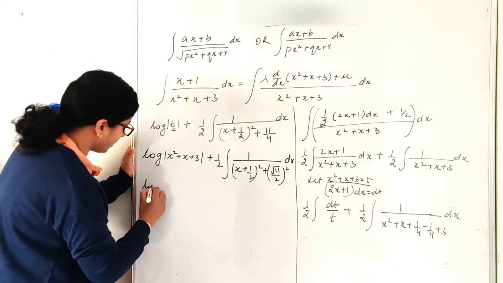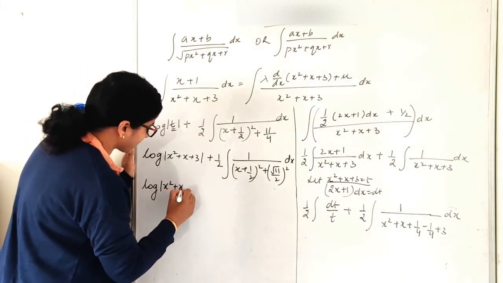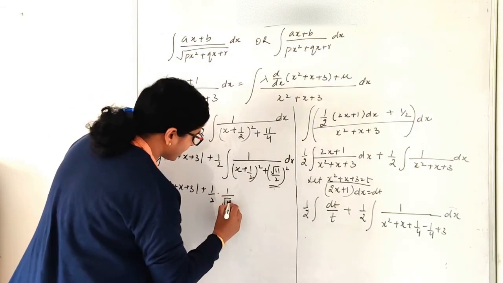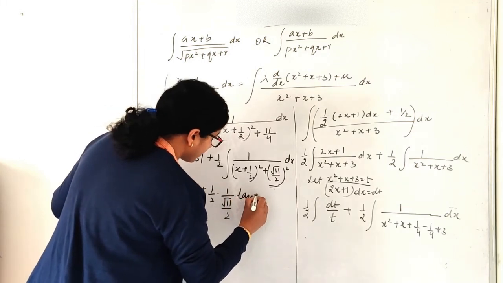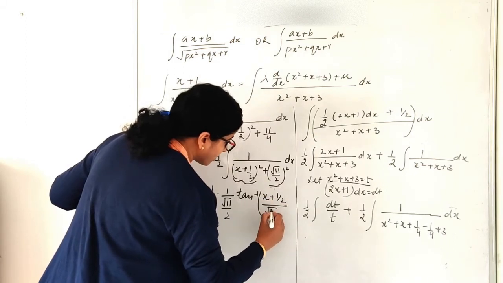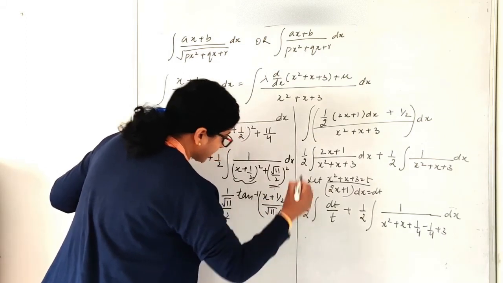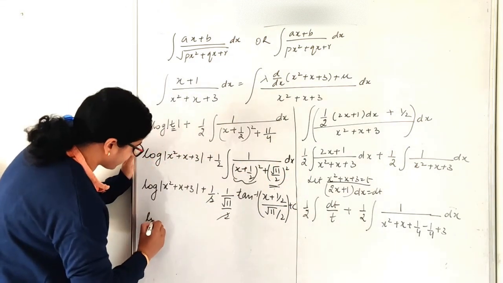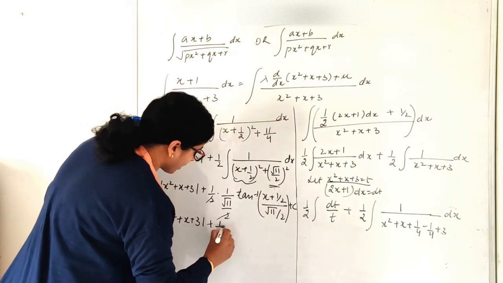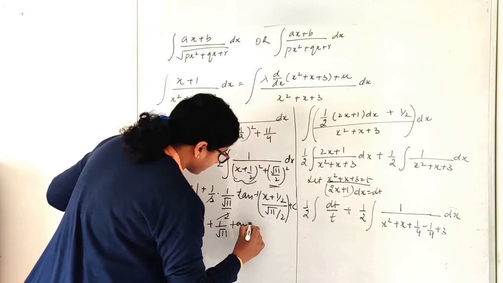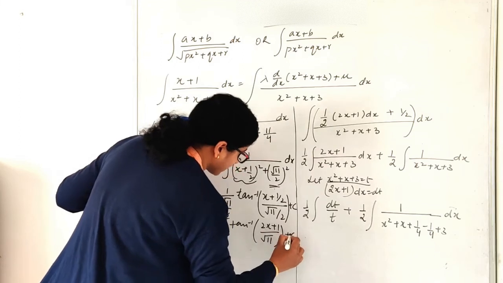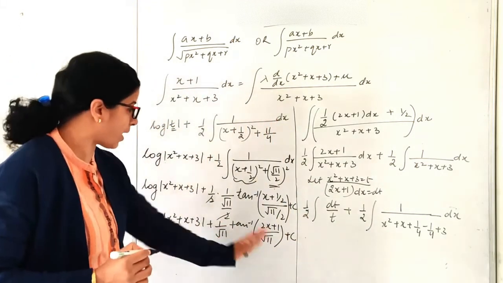So now we'll substitute that part. So x square plus x plus 3, plus 1 by 2, copy as it is, 1 upon a. The value of a is root 11 by 2 tan inverse. In place of x I have x plus 1 by 2 upon root 11 by 2 plus c. Okay, this 2 and 2 gets cancelled. Log x square plus x plus 3 plus 1 upon root 11 tan inverse 2x plus 1 by root 11 plus c. Okay, so this is your required answer.